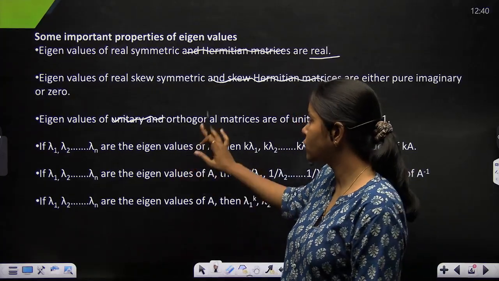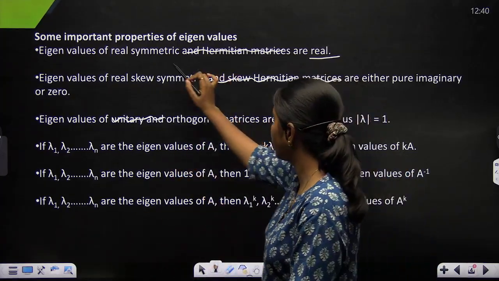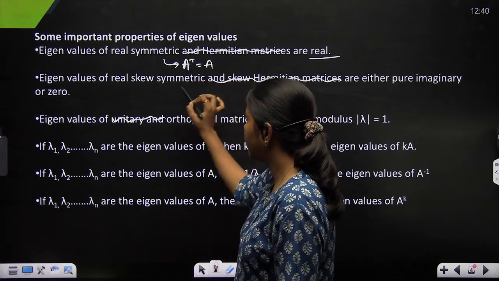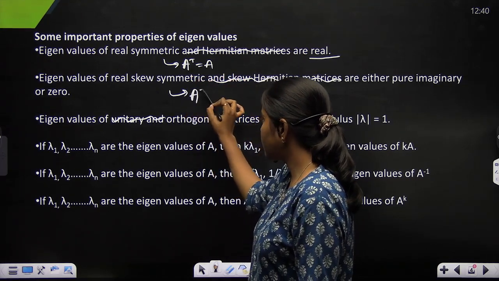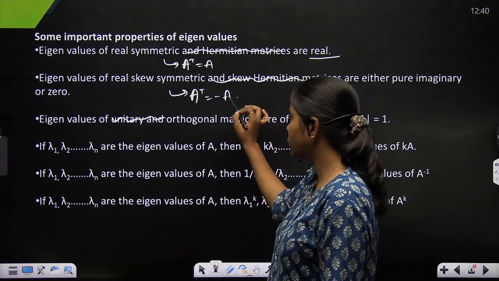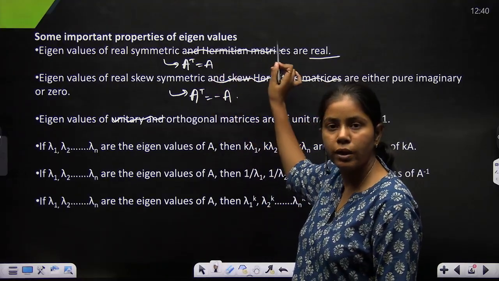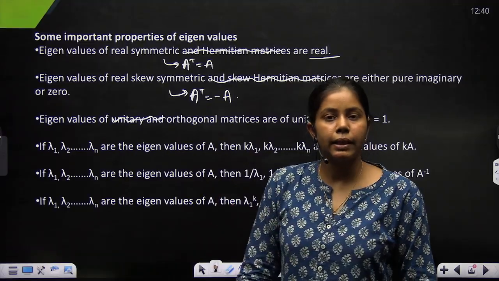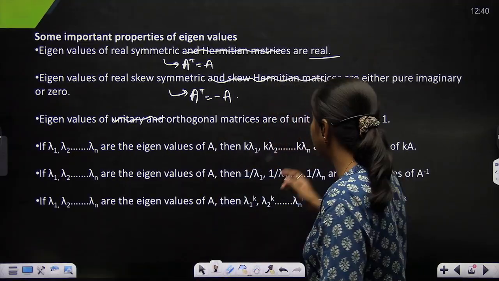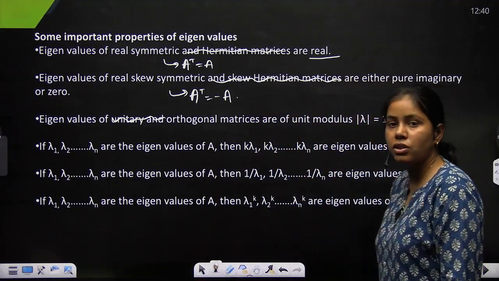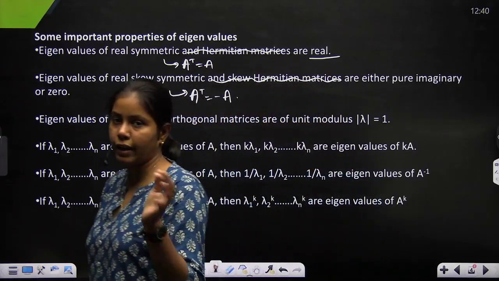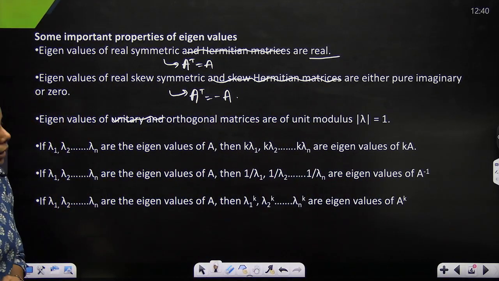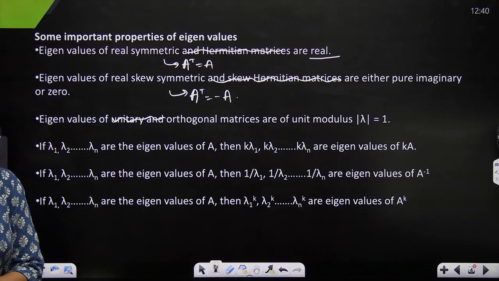And if we have a skew symmetric matrix, first of all, do you remember what is symmetric? A transpose is A. Skew symmetric: A transpose is equal to negative of A. So if A transpose equals A, the matrix has real eigenvalues. For a skew symmetric matrix, A transpose equals minus A, the matrix has either purely imaginary eigenvalues or zero. We can have any one of the cases. Now eigenvalues of orthogonal matrices are of unit modulus.